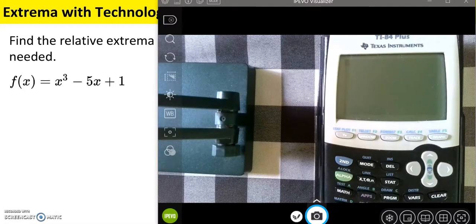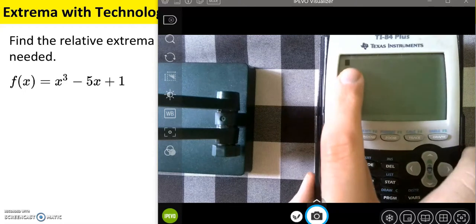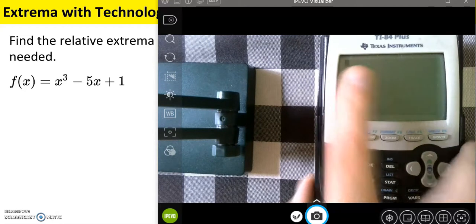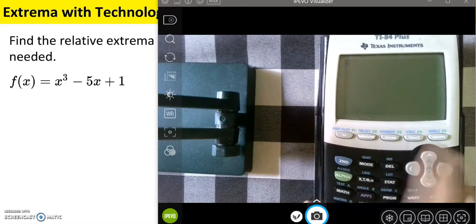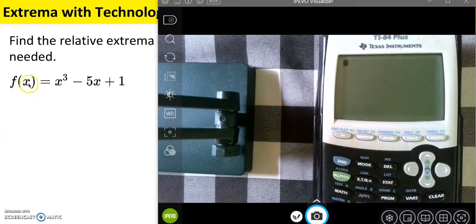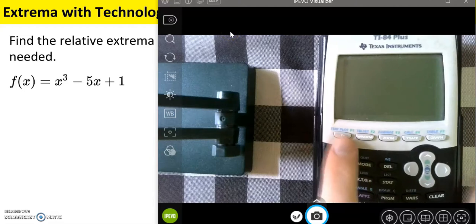Okay, so you should be able to see my calculator on the screen now, and I'll point out that I've got it turned on. I know it's on because the cursor is blinking. And we want to graph this function that we're trying to find the extrema for, and to do that I need to hit the y equals button.